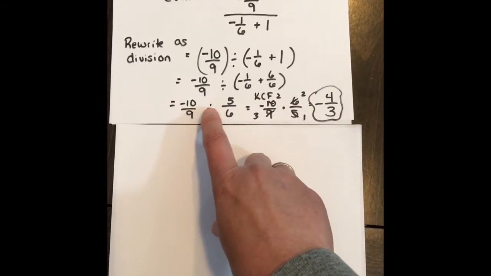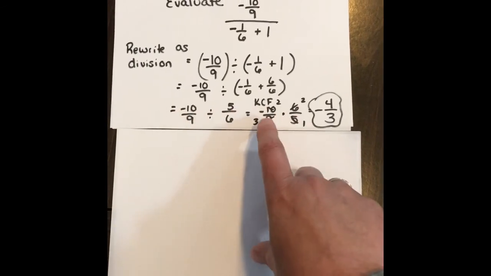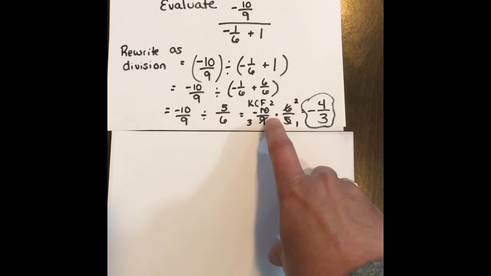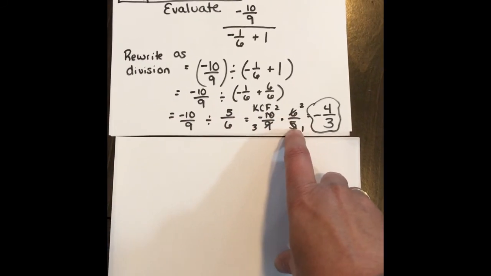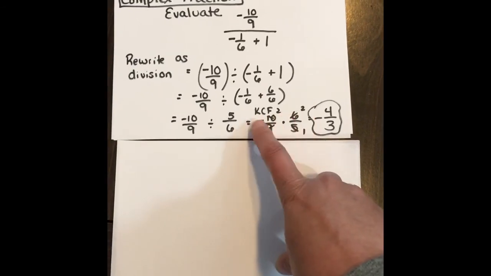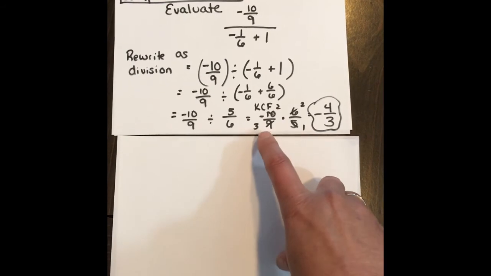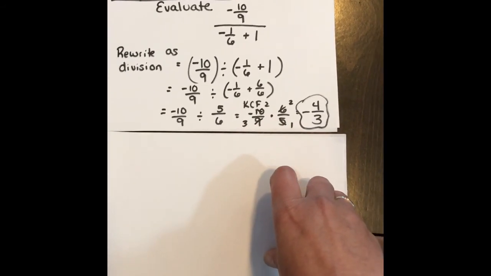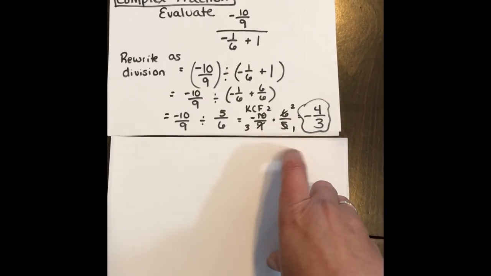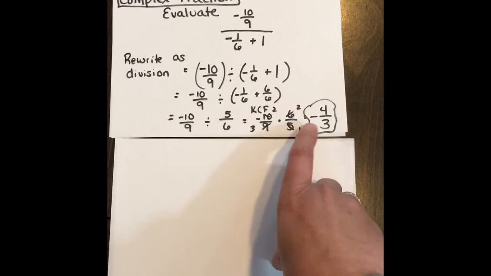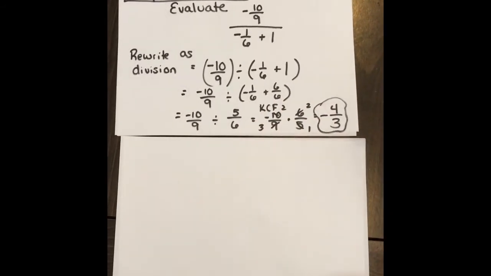If you keep, change, flip here, we have negative 10/9 times 6 over 5. If you multiply across the top and multiply across the bottom, you're going to get 60 over 45. And then you'd have to simplify, but I just did cross canceling here to get the negative 4/3.